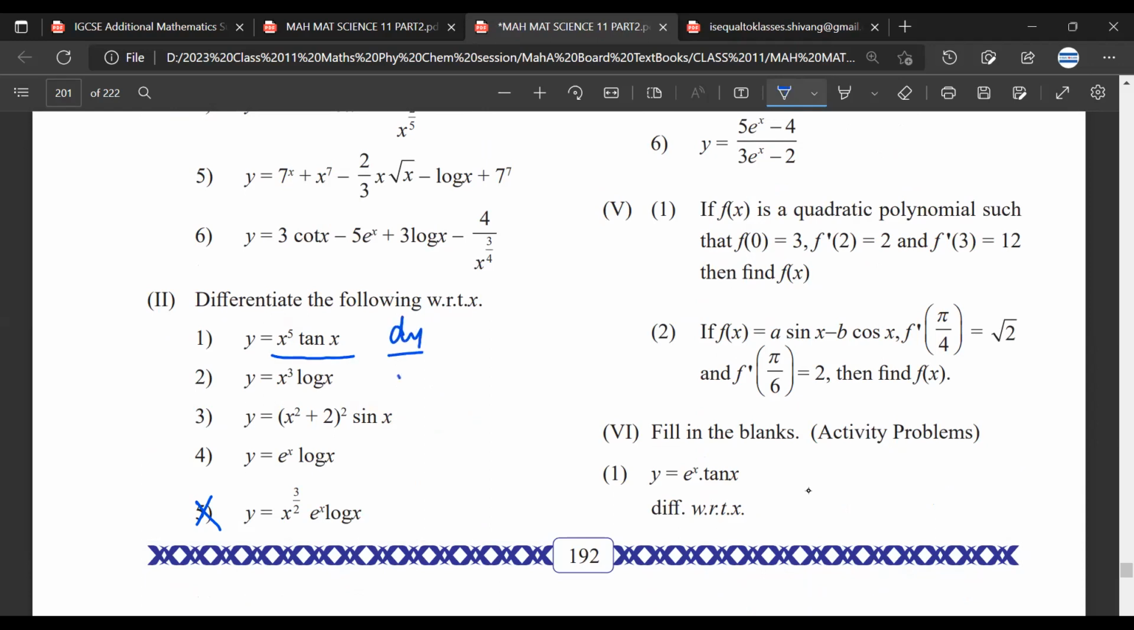So dy by dx would be given by, can you tell me, Avantika, what should be the answer? Don't tell me the answer. How should I find it? What would be step number 1? Keep the first function waiting. Find the differential of the second function. Then what should I do, Avantika?